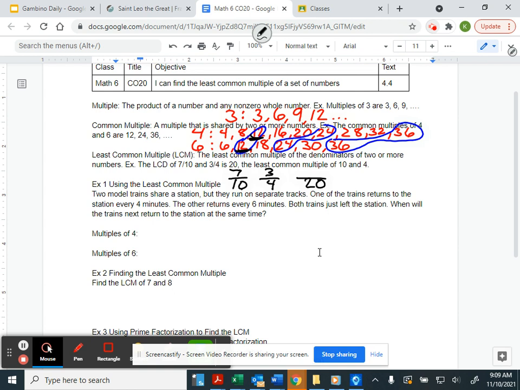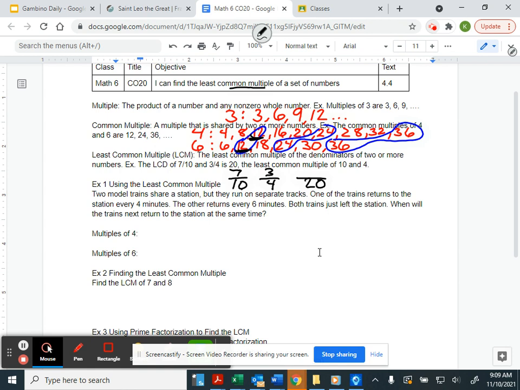So often we see word problems and we get a little overwhelmed. We go, what are they asking for? Remember, we are working on common multiples. So that's telling us we need to find the common multiple. The least common multiple is the first time they're going to hit that station again at the same time.